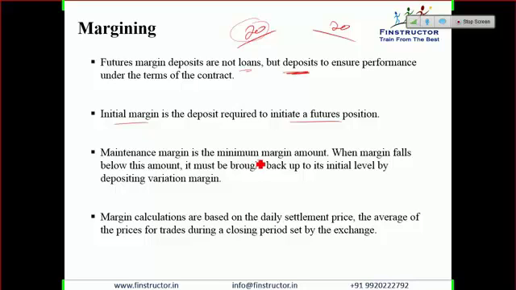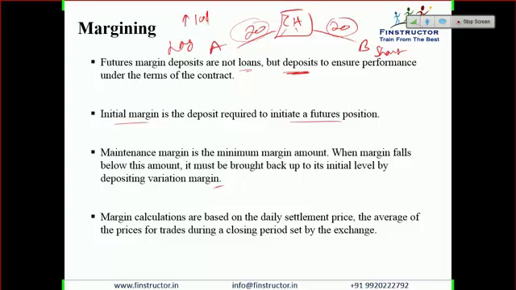Maintenance margin is the minimum margin amount. When the margin falls below this amount, it must be brought back up to the initial level by depositing a variation margin. So understand, this is the clearing house, this is counterparty A, this is counterparty B. Initially both of them deposited $20. So both of their deposit balances with the clearing house are $20. Now next day, A is the long counterparty, B is the short. Next day, the asset price goes up by about $10.